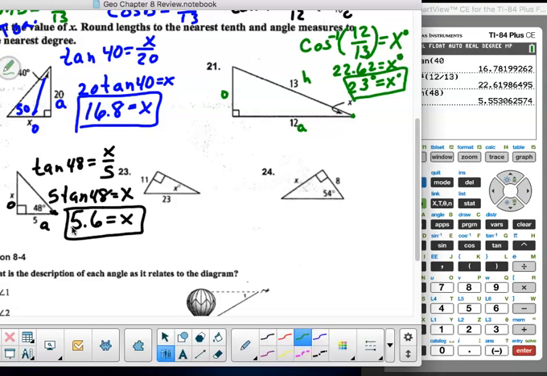Okay. Now in 23, I'm standing here on x, and this is opposite, and this is hypotenuse. So this is sine. Sine of, and that's an inverse because I'm looking for an angle value. So it's an inverse of sine. So it's opposite over hypotenuse, 11/23 is equal to x degrees.